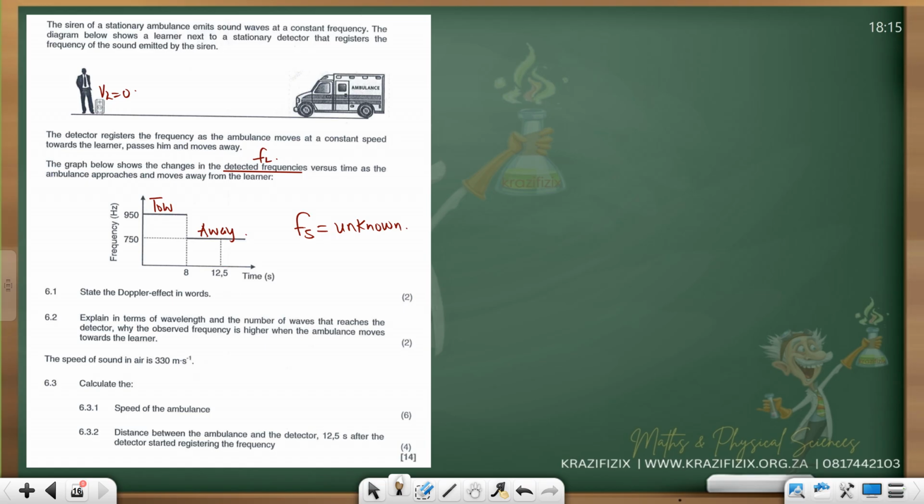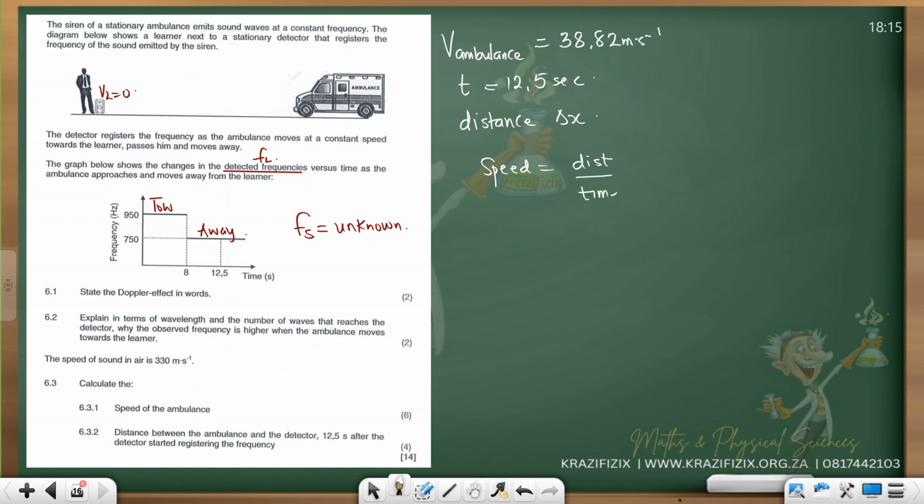So we're talking about the ambulance. What is the speed of the ambulance, by the way? What did we get? 38,82. We are given a time frame of 12,5 seconds. What are we looking for? We are looking for the distance. Oh, easy. Distance, which is delta x. I'm sure we all know that speed equals distance divided by time.